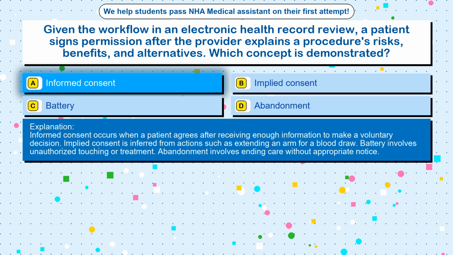Informed consent occurs when a patient agrees after receiving enough information to make a voluntary decision. Implied consent is inferred from actions such as extending an arm for a blood draw. Battery involves unauthorized touching or treatment. Abandonment involves ending care without appropriate notice.